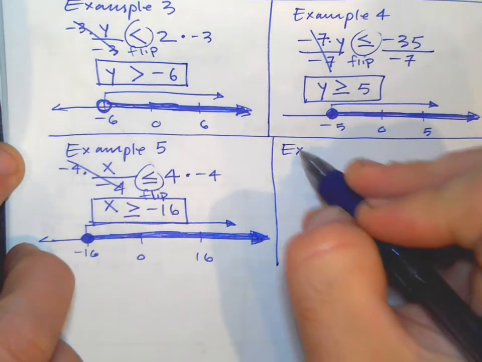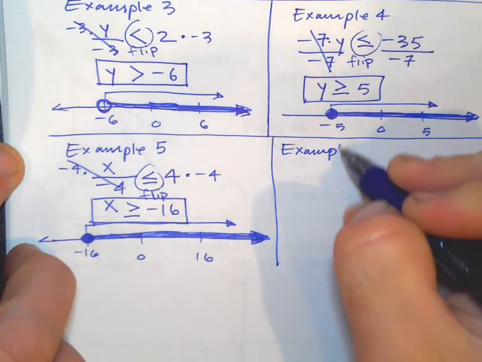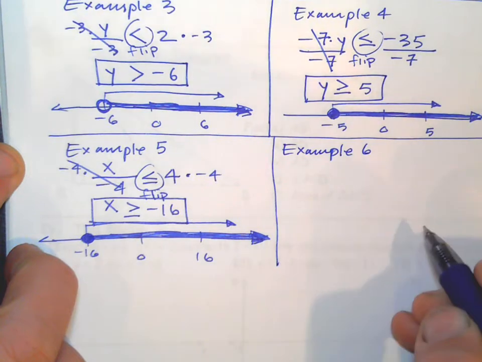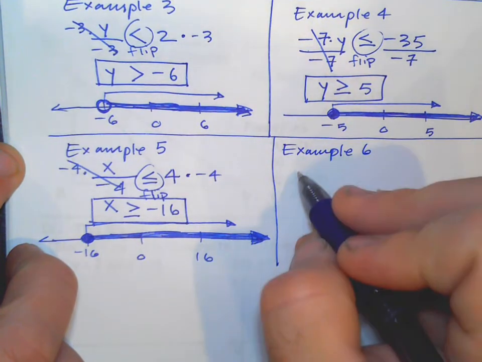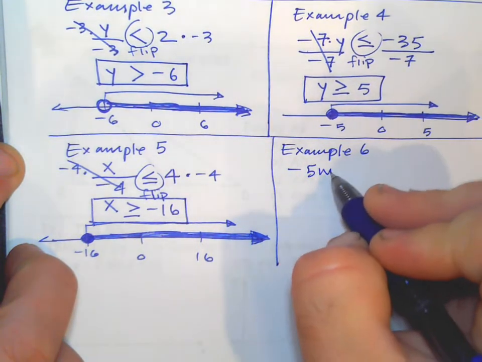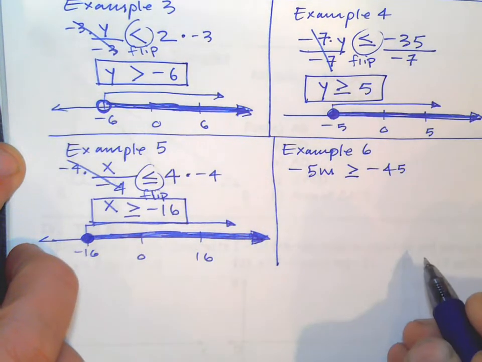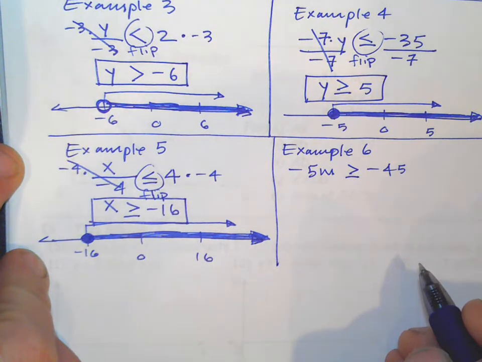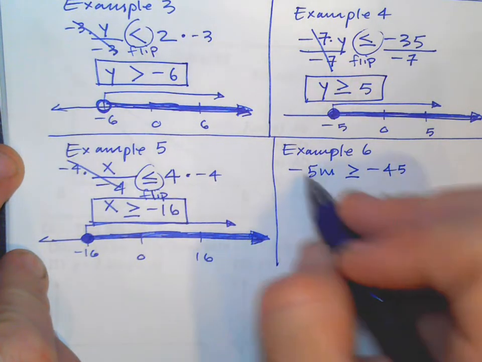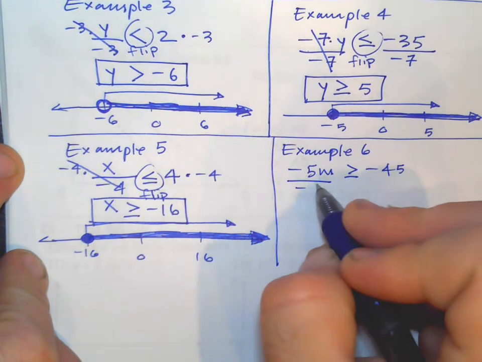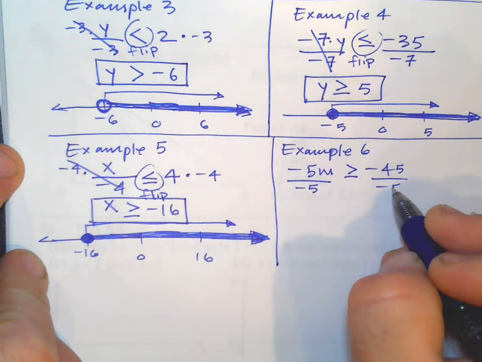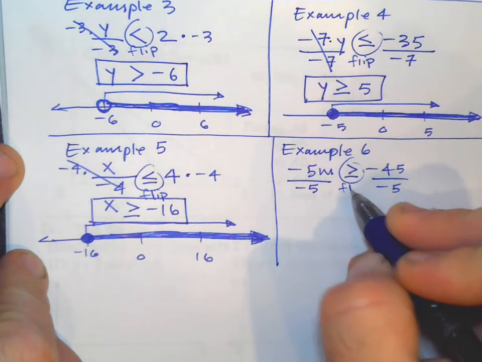Okay, and another one. Example 6. Negative 5m greater than or equal to negative 45. So we want to get the m by itself, isolate the m, solve for m. We've got to divide by negative 5. We just divided both sides by a negative, so we have to flip the symbol.